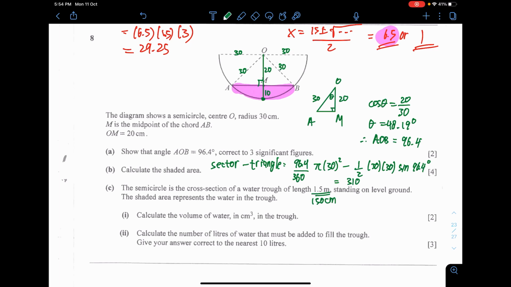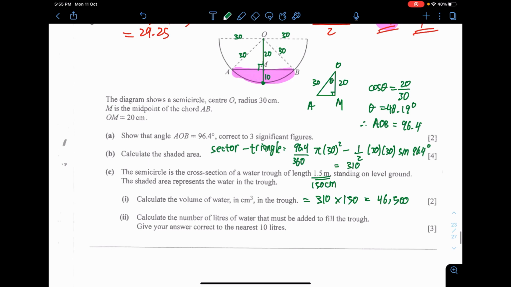The shaded area is the water. Find out the volume of the water. Now the volume of the water will be the cross section area of the water, which is the shaded area, times the length. I think they really have to make it a little bit more interesting. But easy question is the best, so why not? Calculate the number of liters of water that must be added to fill the trough. Correct your answer to the nearest 10 liters. This one is quite a bit confusing maybe.